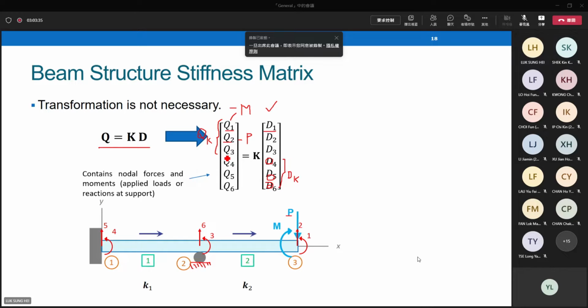Q3 represents the applied moment along direction 3. But in this picture, you can see that there's no applied moment, right? You cannot see this blue arrow right here. We do not have any applied moment along direction 3. So Q3 is 0.